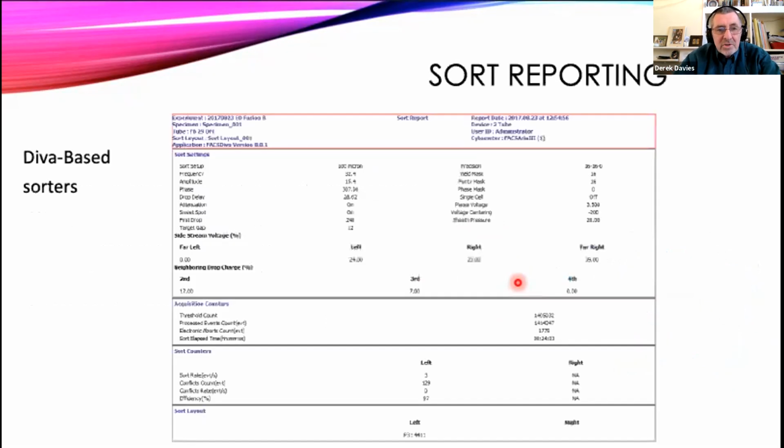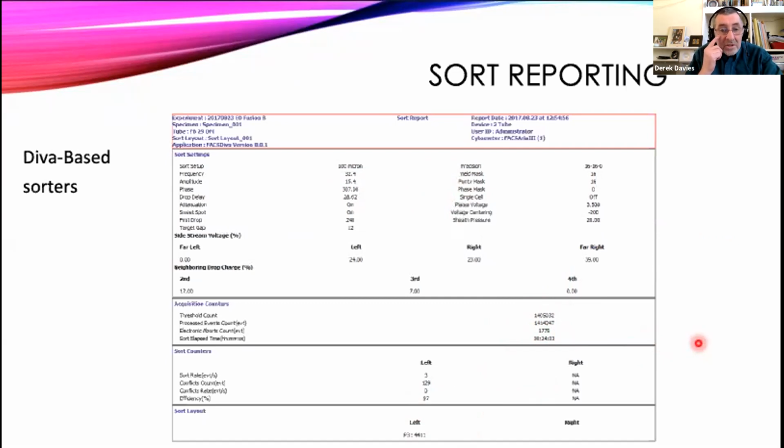And some cytometers do this automatically. So this is an example, that you definitely won't be able to read at all here, of a sort report from the DIVA system. So it will tell you the frequency and the amplitude that we used. It tells you the drop delay that we settled on. It tells you the precision, so the masks that were used. It also says how many events were acquired. So you can see here that we acquired 141,000 events, but there were only just over 1,000 electronic aborts, so very low abort rate. And then it tells you something about the actual sorted cells themselves.